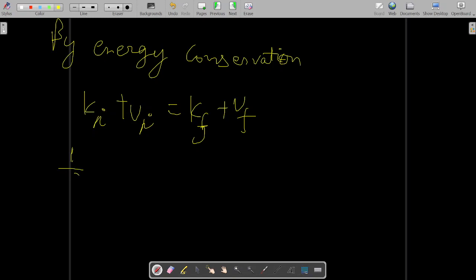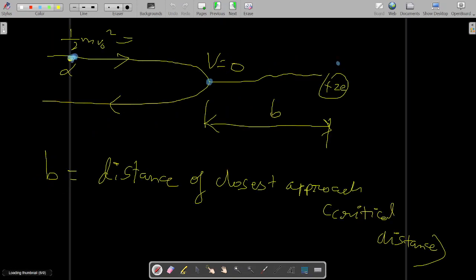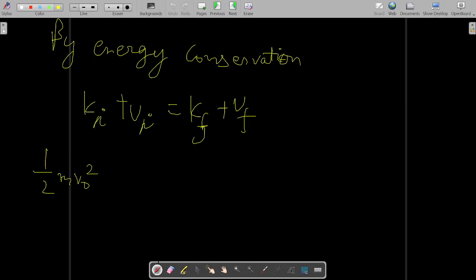Let me write properly. Why the pen tab is not working, I don't know. So let us write half m v naught square. Then initially the distance was infinity. It was a very, very huge distance initially. As the distance is huge, the initial potential energy will be equal to zero.